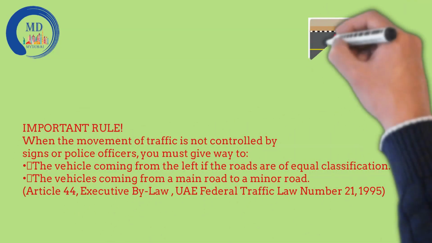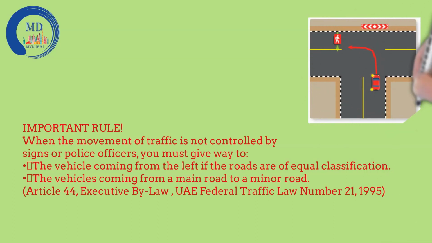Now these are very important rules, and they will help you to pass the road assessment as well as the theory test. When the movement of traffic is not controlled by a sign or a police officer, you must give way to the vehicle coming from the left if the roads are of equal classification. For example, if it's a two-way lane from both sides, always the vehicle coming from the left has priority. So that goes for the roundabout also. The vehicle coming from a main road to a minor road always has priority. For example, if you are turning from the main road to the right, even if there are no signs, you have priority over the vehicle who is in the minor road.